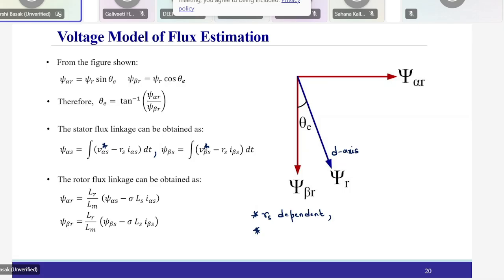There can be another way. Instead of the voltage model for flux estimation, if you try to implement direct vector control, you can use what is called a current model, but that will also require the information of speed. So this voltage model is RS dependent, and also reference voltages may not be replicated.